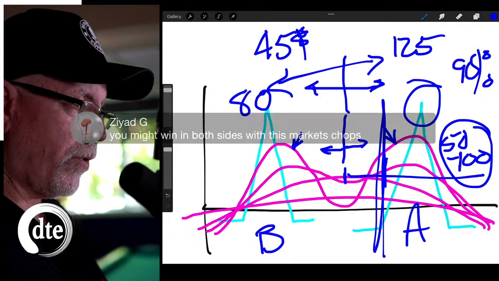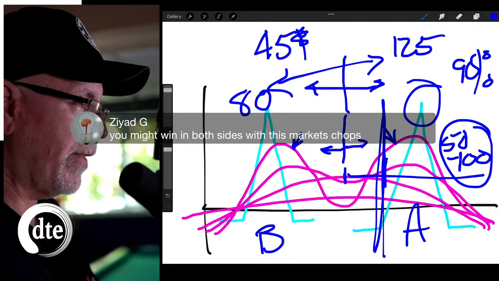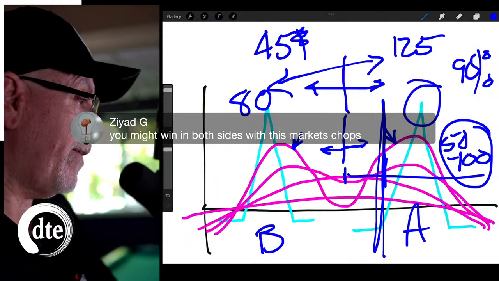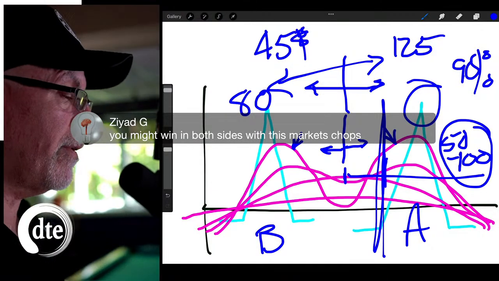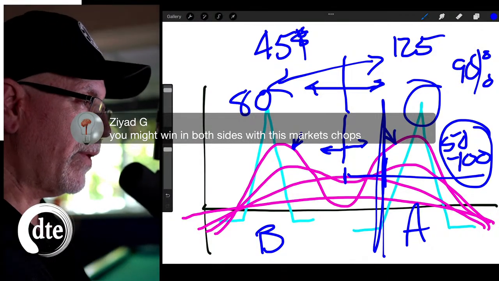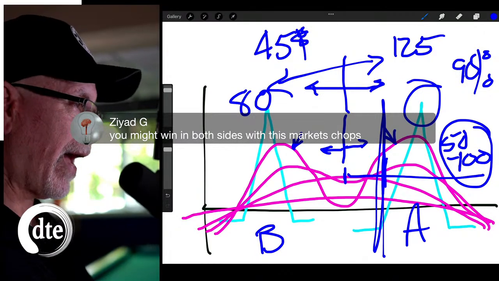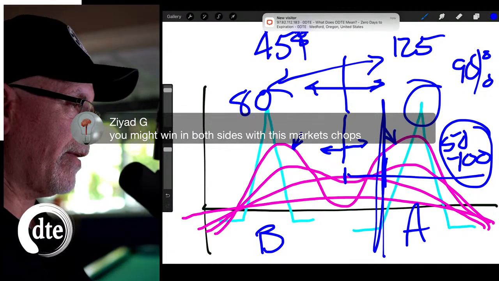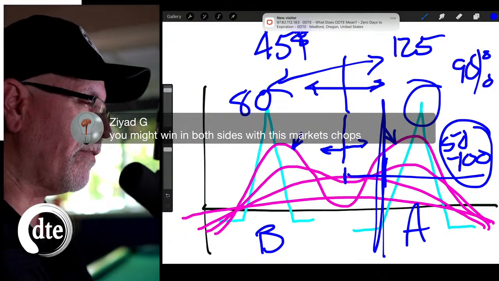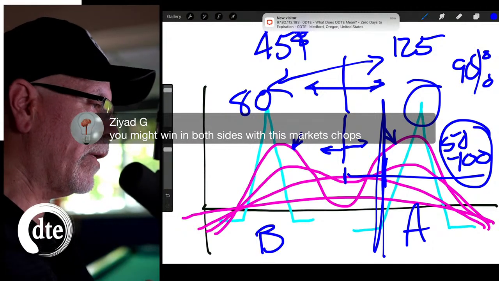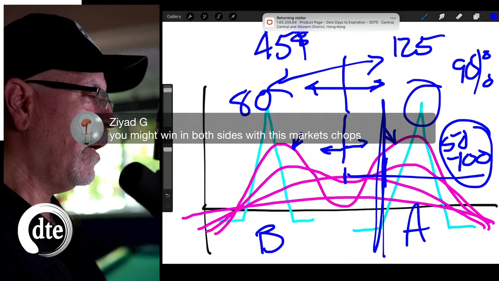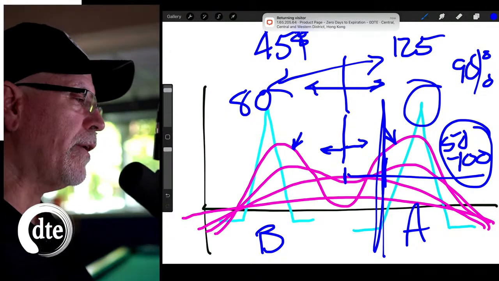Yeah, that's a very good point. You might win both sides, and this is a case where you might win both sides, and this happens to me a lot. Now, I will often take an additional trade, thinking that the state of the market with its volatility, I'm going to be able to profit from both simultaneously or both individually.